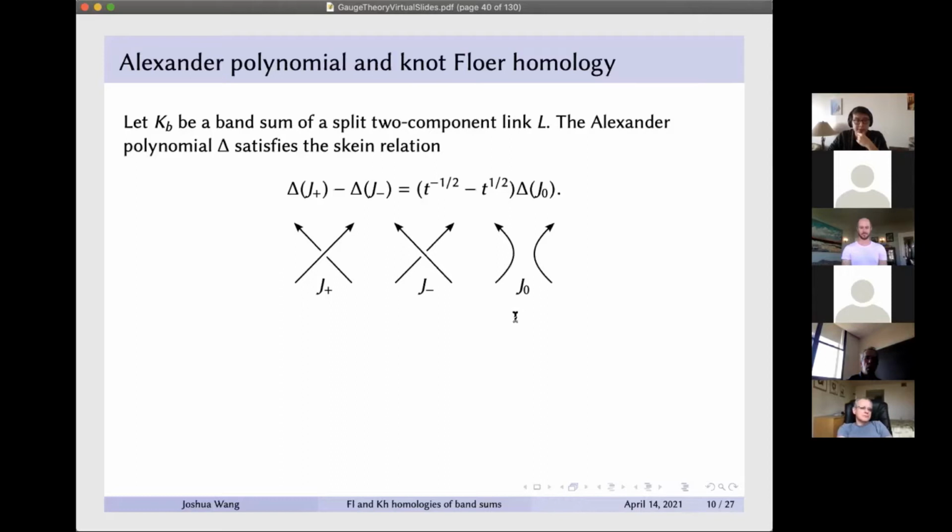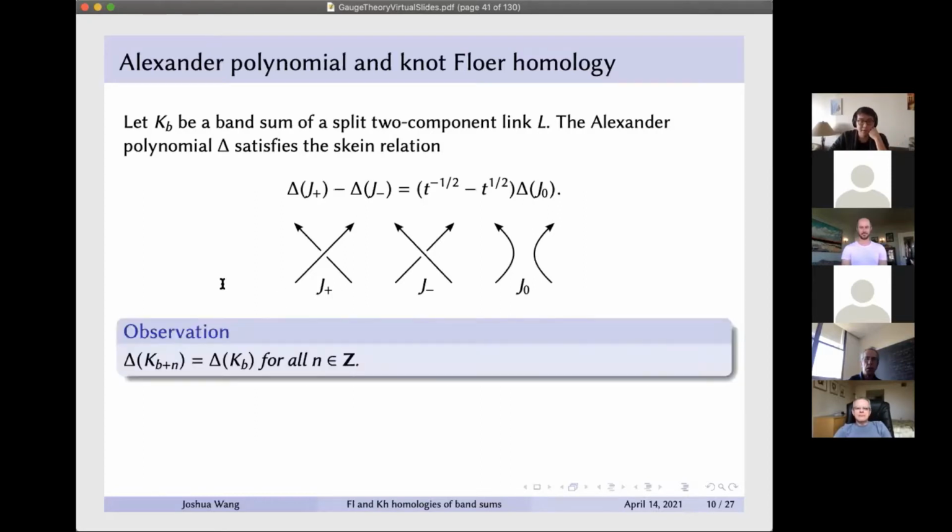And the way we'll use it is we'll have the link J naught be our two-component link L, and then we'll let K_B be J minus and K_{B+1} be J plus. And we just plug it into the Skein relation. And we find that the knots K_{B+N} actually have the same Alexander polynomial.